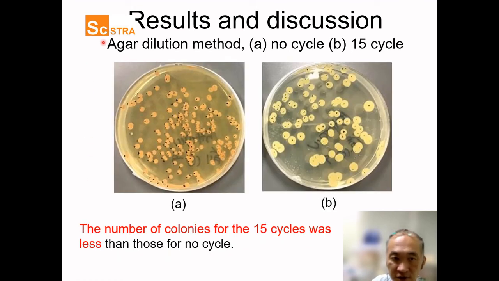These photographs show typical result of an agar dilution method. Figure A shows the case of no cycle and the B shows the case of 15 cycles. The number of colonies of 15 cycles were less than those of no cycles.